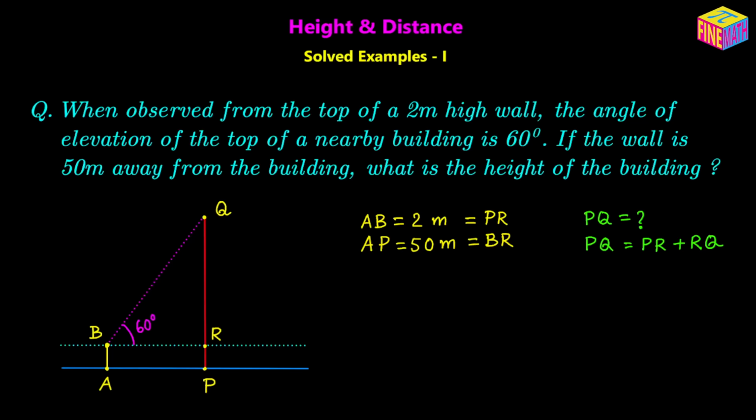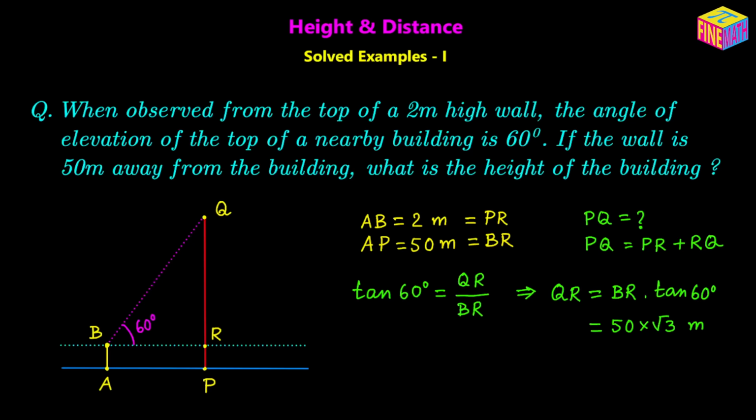We know BR and we know that angle right there, so I'm thinking we can use the tangent ratio here. So then we can say that tangent of 60 degree will be equal to QR over BR, that's the opposite over adjacent. And from here we can say that QR will be equal to BR times tangent of 60 degree. And if we plug in the value of BR, it will be equal to 50 times square root of 3. And the unit is meter in this question, so I have noted that as meter. 50 times square root of 3 meter.